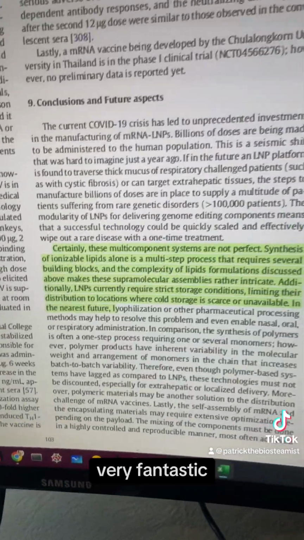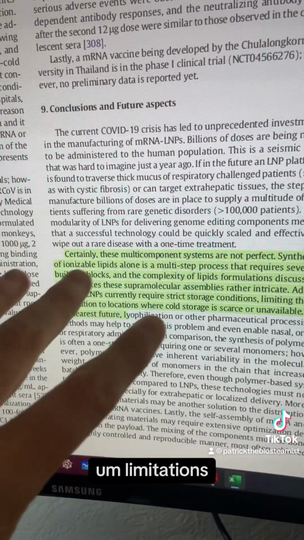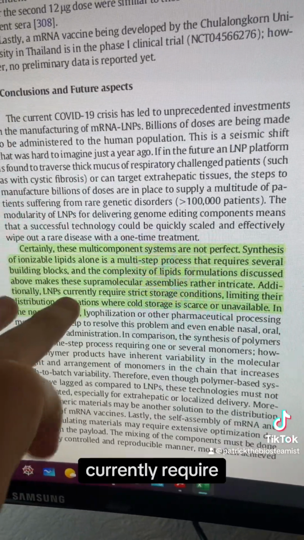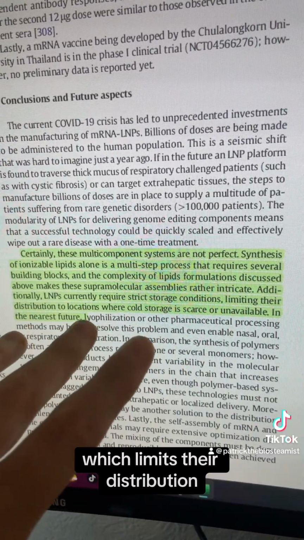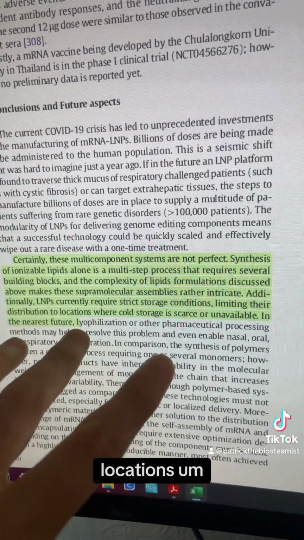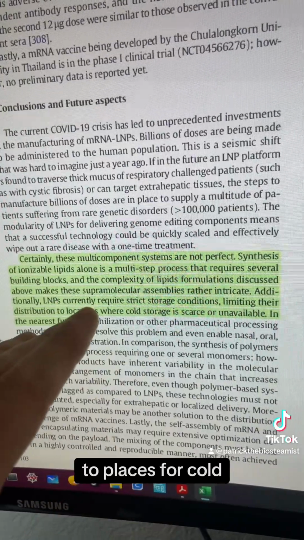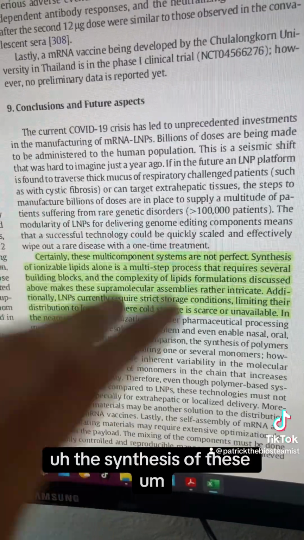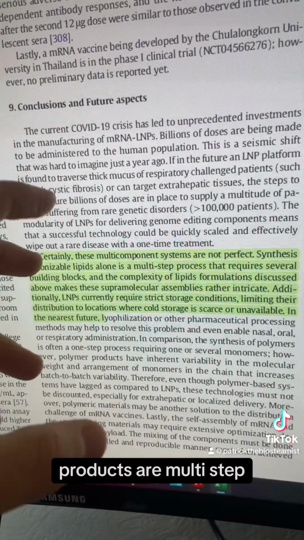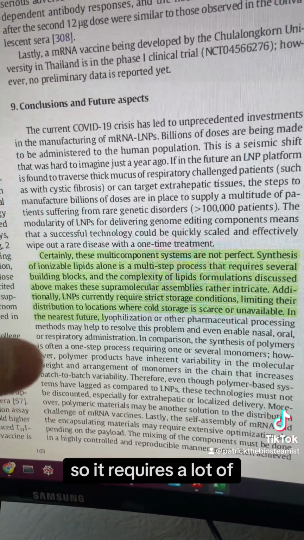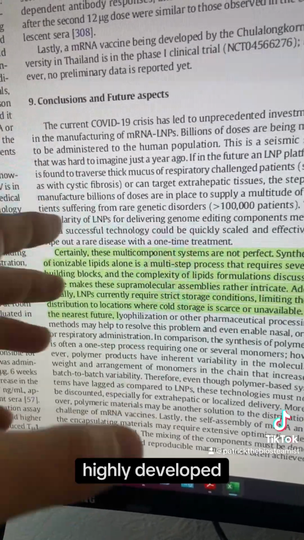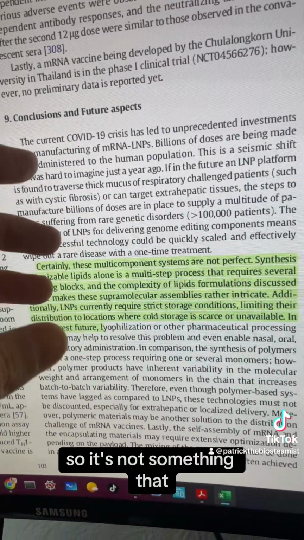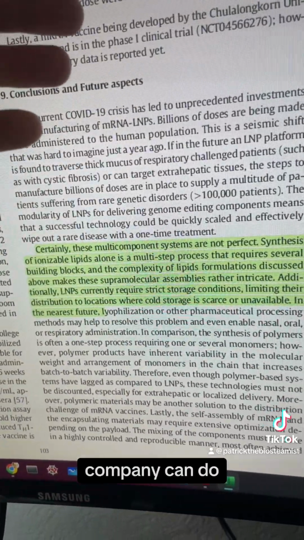And while this is all very fantastic, there's a couple limitations to the mRNA vaccines. The major one being that the lipid nanoparticles currently require strict storage conditions, which limits their distribution locations. So you can't distribute these to places where cold storage is scarce or unavailable. The synthesis of these products are multi-step, so it requires a lot of very specific, highly developed building blocks to be able to get to the point where they can be injected in your arm. So it's not something that a little startup company can do, unfortunately.